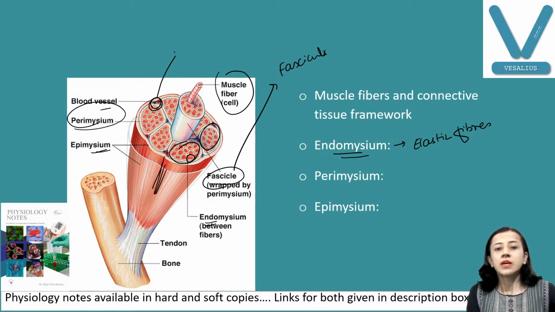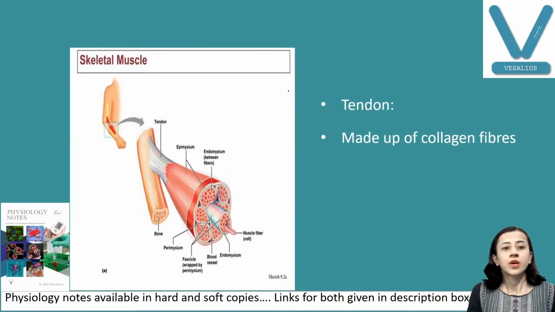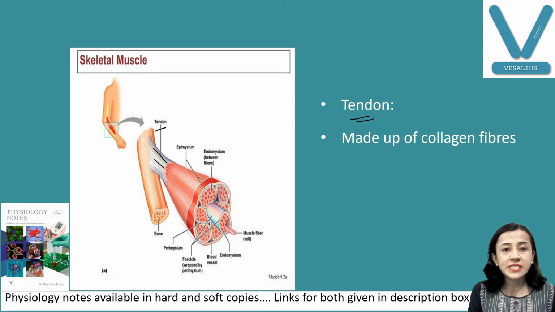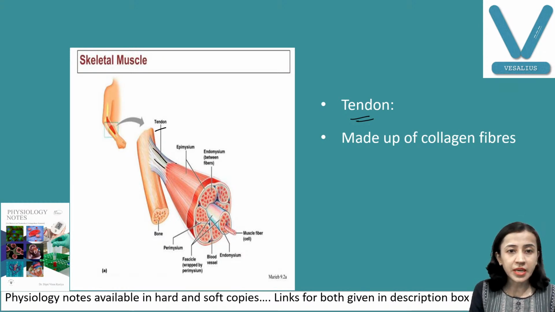Now, what is a tendon? I think these things you must learn in anatomy. At the junction of the muscle with its tendon, you can see the fibers of endomysium, perimysium and epimysium become continuous, and they form a tendon.